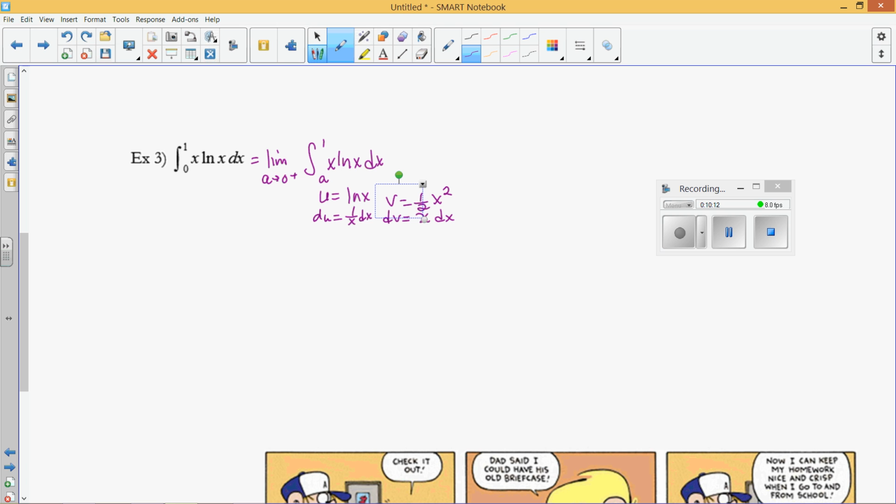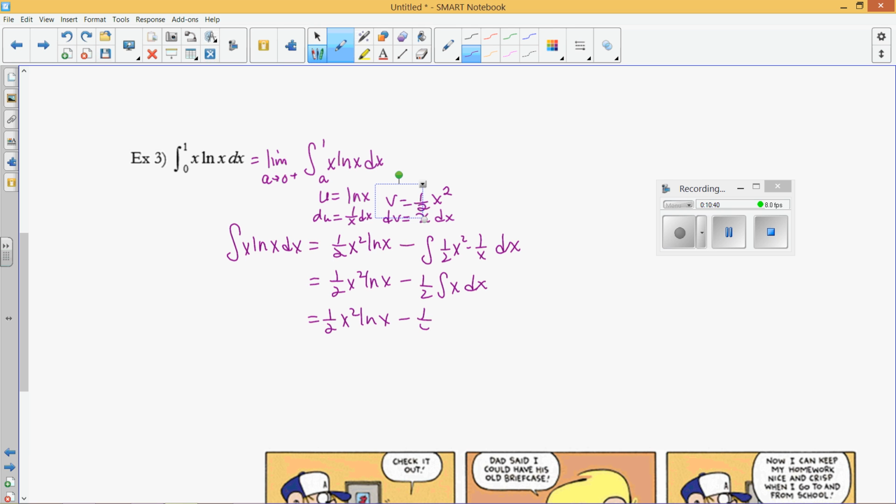So then I'm going to say the integral of x ln x dx equals u times v minus the integral of v du, which is really going to become 1 half x squared ln x minus 1 half the integral of x dx. Take another antiderivative: 1 half x squared ln x minus 1/4 x squared plus c.